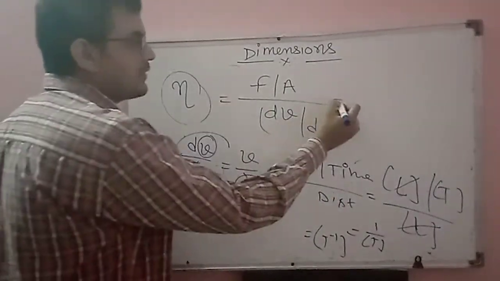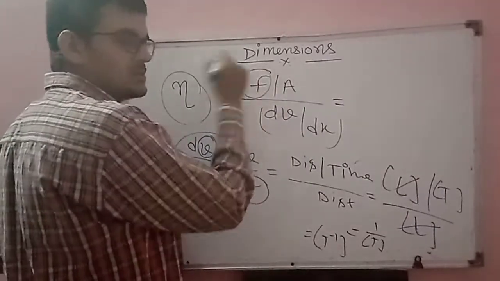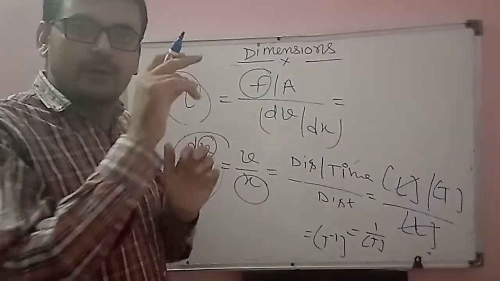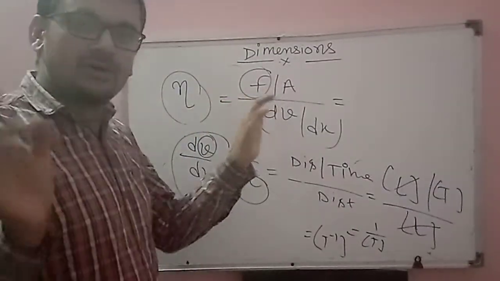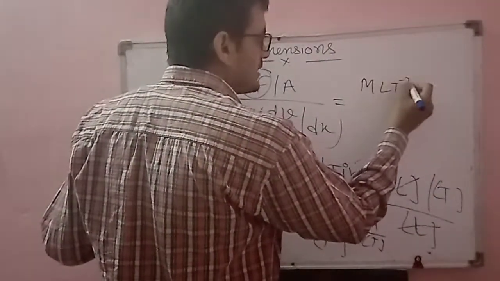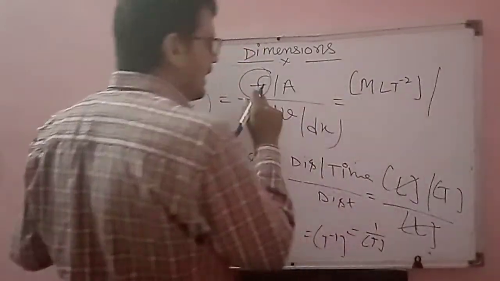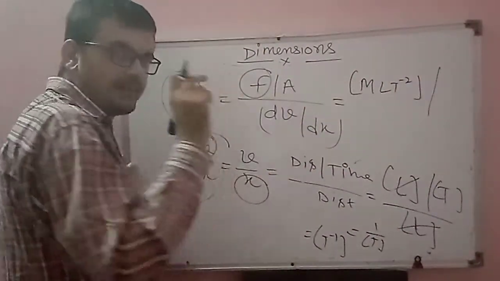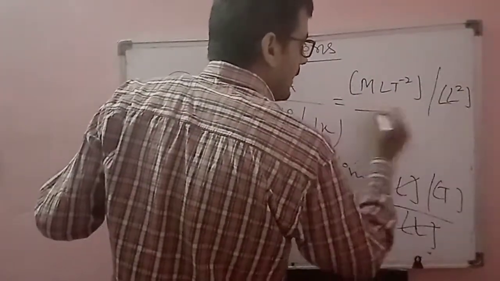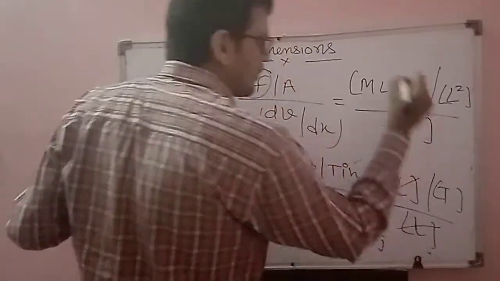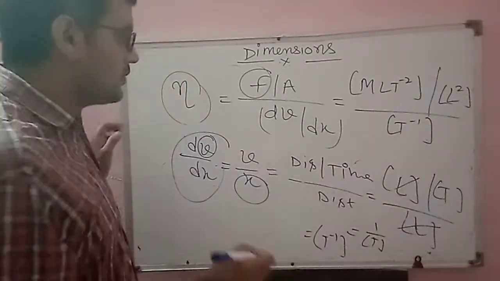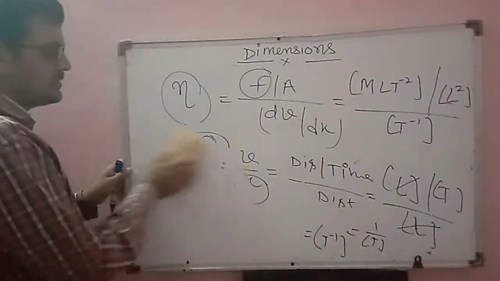Now we will calculate the whole dimension. This is force. Force means mass into acceleration. Acceleration equal to velocity upon time. When you calculate its dimension, I have already told you in the last video how to calculate the dimension of force. So its dimension will be MLT minus 2 upon area. Force upon area. Area means length into length. So L square upon T power minus 1. MLT minus 2 upon L square into T power minus 1. So what will be? I am erasing this portion.